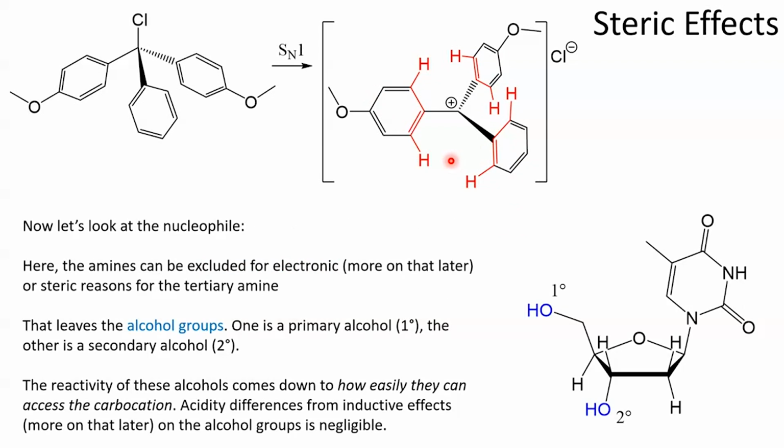So if we take a look at the nucleophile, there are two nucleophilic alcohol groups shown here. One's a primary alcohol, the other is a secondary alcohol. Now there's no particular difference in terms of how nucleophilic they are. However, because one's a primary alcohol and the other is a secondary alcohol, the reaction comes down to how easily these alcohols can access the carbocation trapped between these three large aromatic groups.